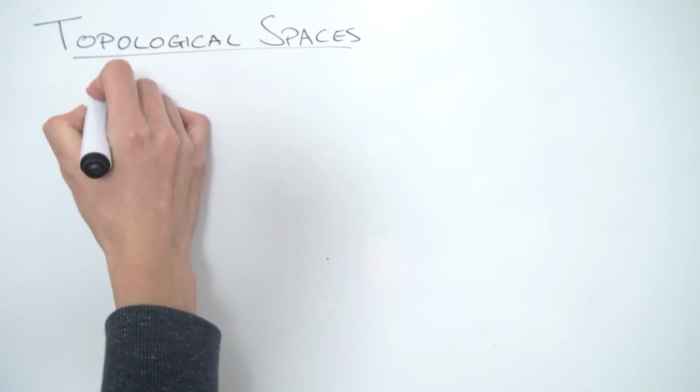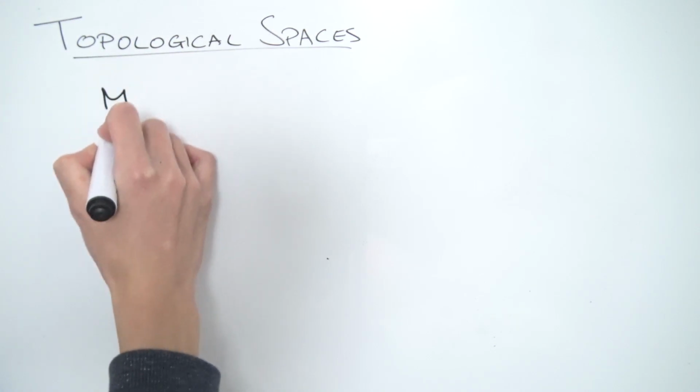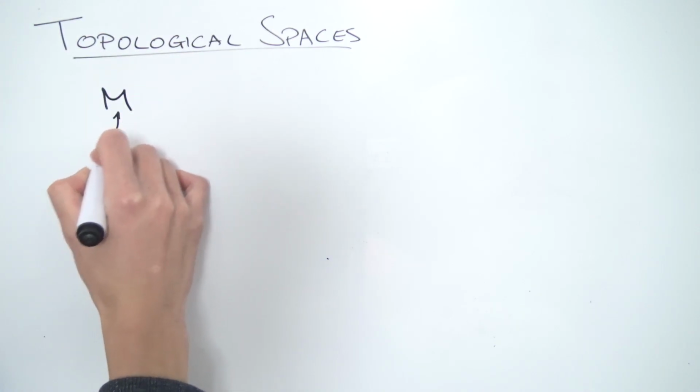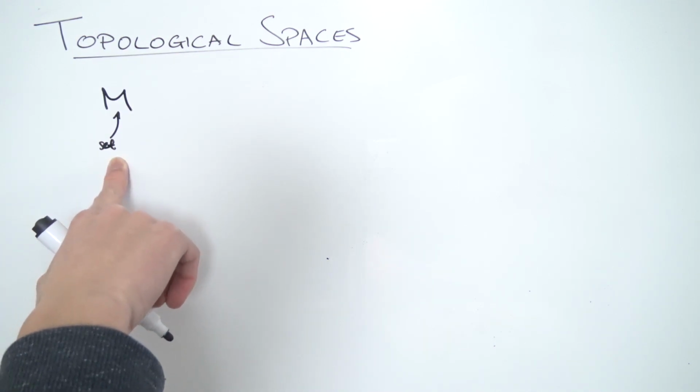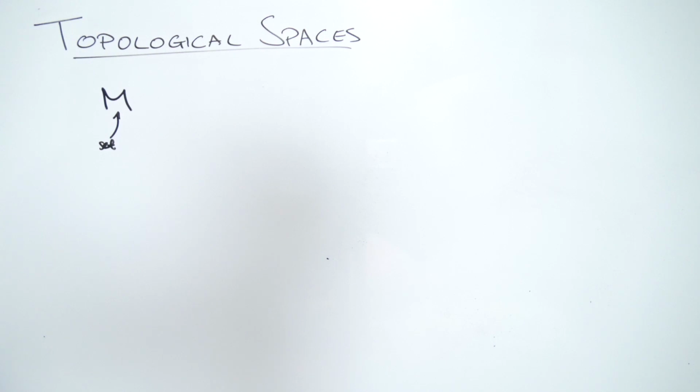Well, as always, we're going to start off with a set, which I'll call M. So M, this is just a set. What is a set? Just a collection of things. Now, a collection of things is not too interesting to work with, or we can do basic set theory and whatnot, but it's nothing too interesting yet.